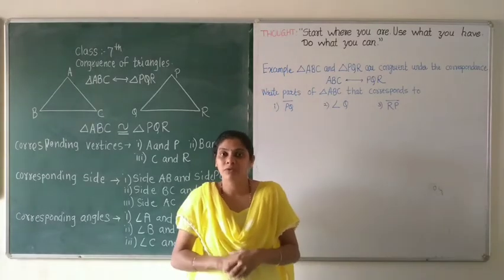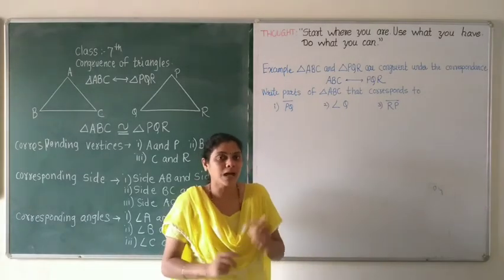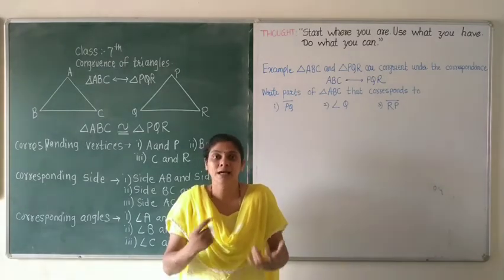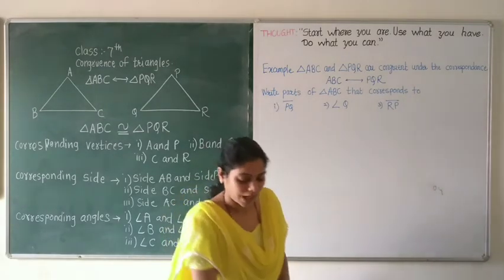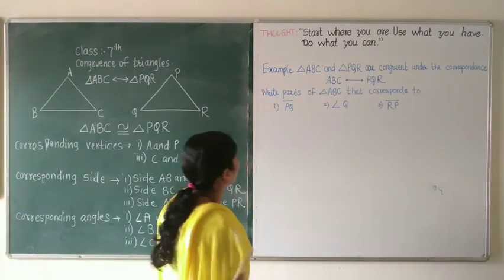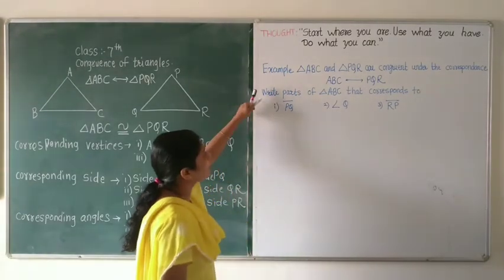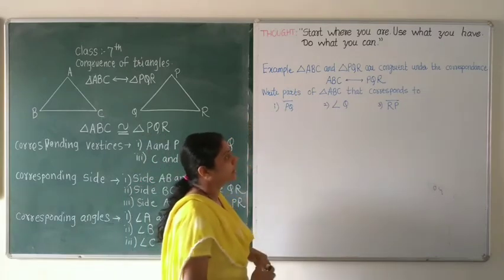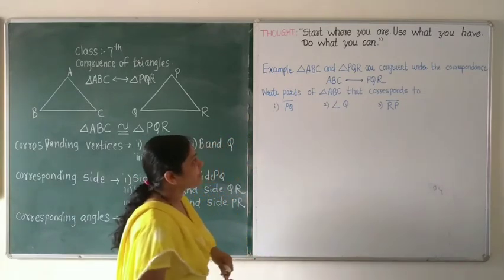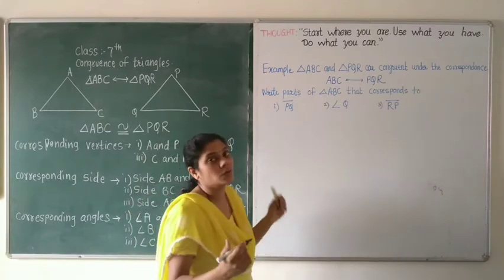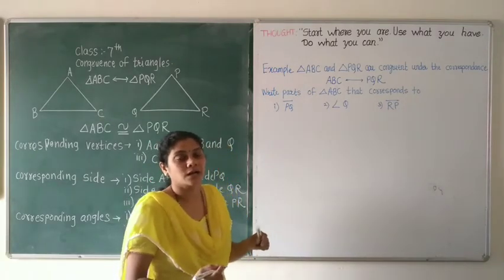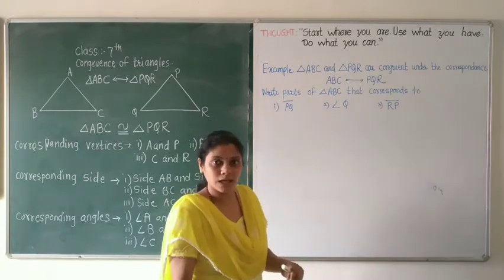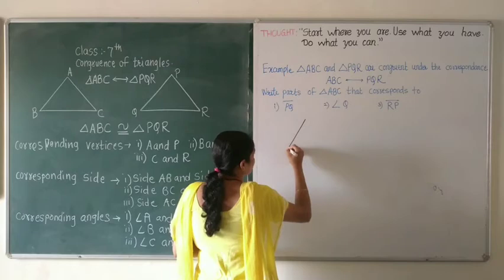But before that we will discuss one more example, how to write and how to identify their corresponding vertices, sides and angles. And here is the example. Triangle ABC and triangle PQR are congruent under the correspondence ABC to PQR. Now I am going to draw diagrams of triangle ABC and triangle PQR. So this is my diagram.